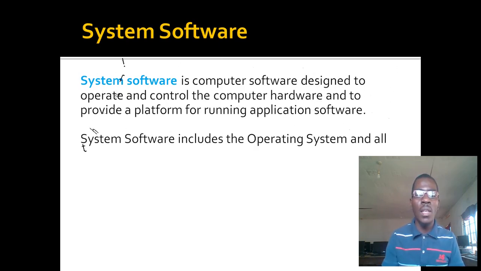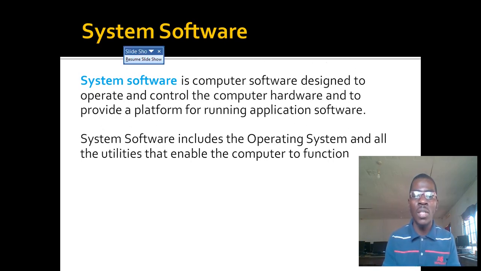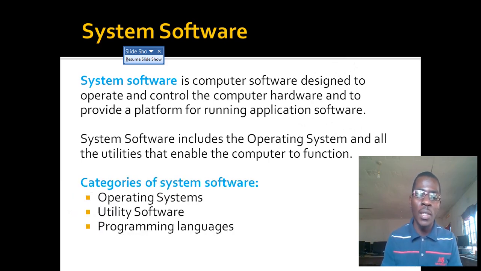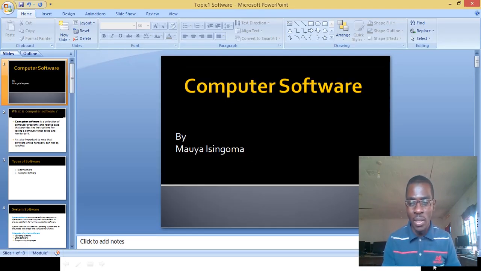So we are saying that computer software has different categories or types, whereby there are three main categories. That is the operating system, utility software or utility programs, and the other one is programming language. So let us try and look at these types in detail.